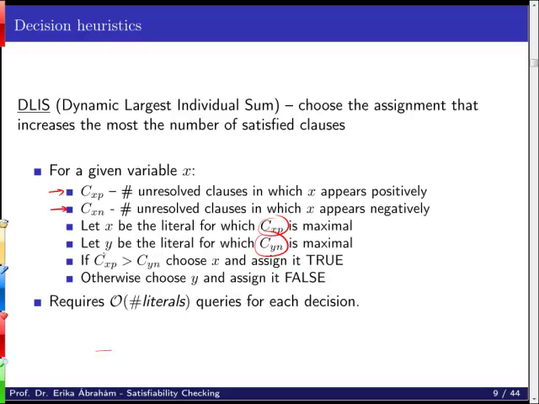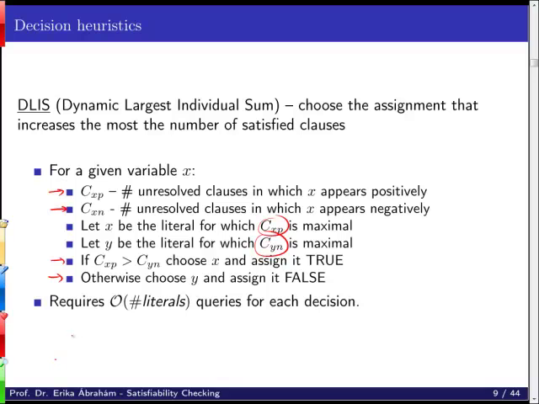If the positive one is larger, then I take x. If cxp is the largest, I take x and assign it true. And if the maximum is a negative count, then I take the variable and assign false to it.